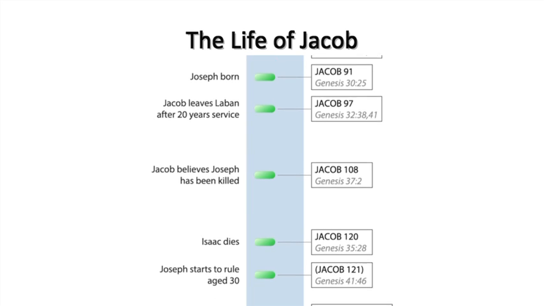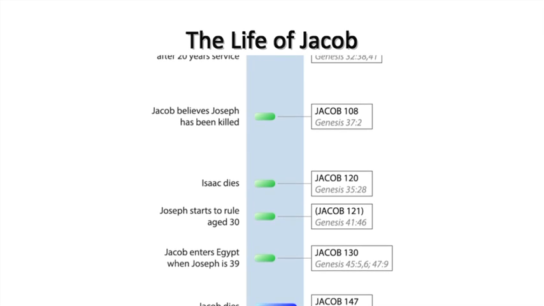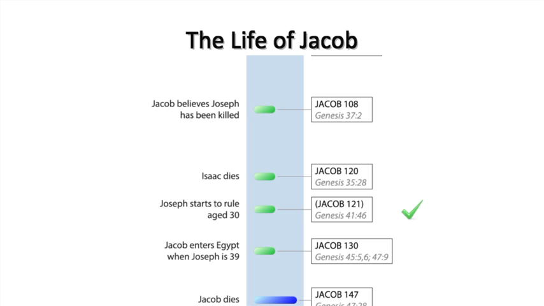When Israel was 120, that's when Isaac died at the age of 180. You see, Jacob was born when Isaac was 60. When Israel was aged 121, he didn't realize it, but Joseph, whom he believed was dead, had been exalted to the right hand of Pharaoh, because this was actually the year after the death of Isaac.